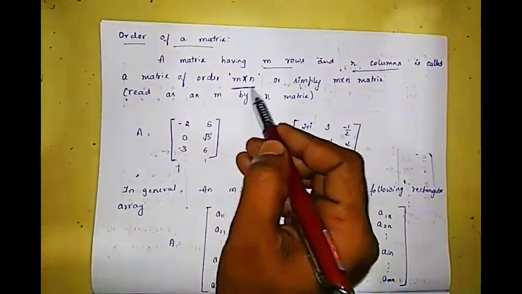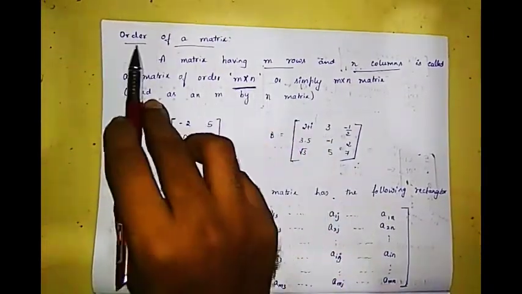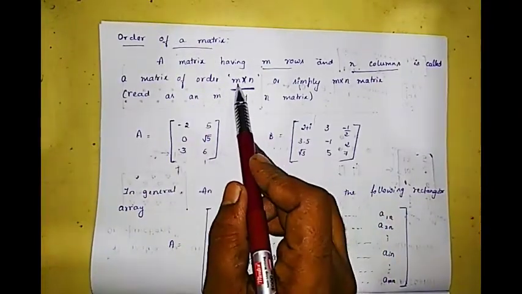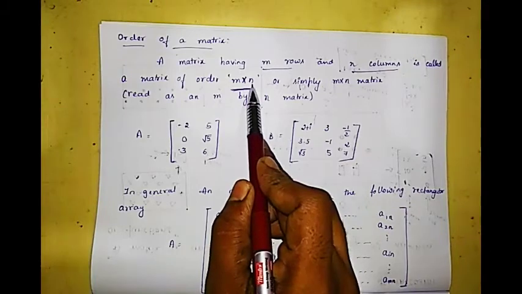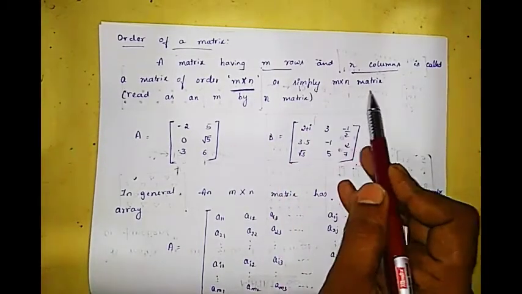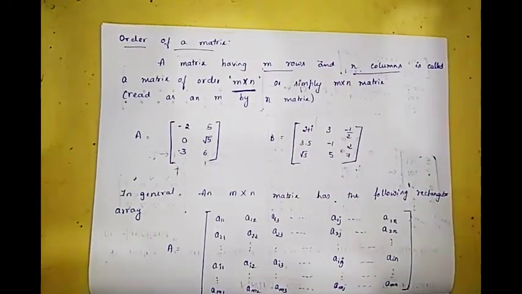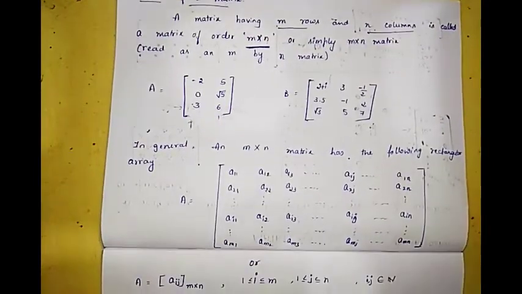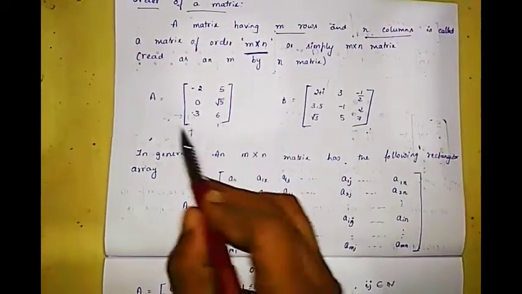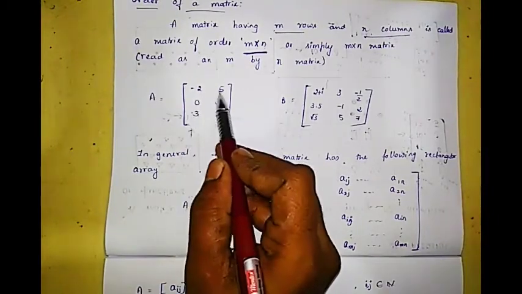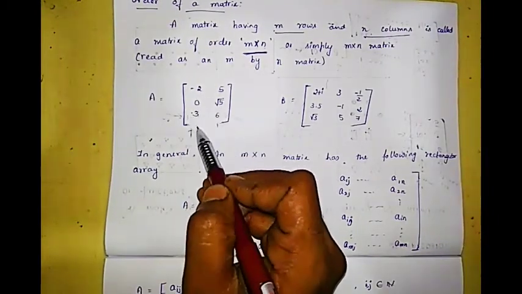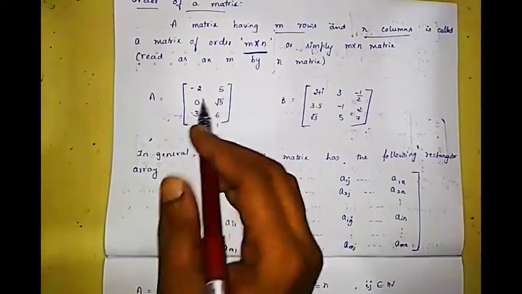This is what we are representing, the order of the matrix. We have to read it as m by n matrix. Let us take some example related to this. Here is one example of a matrix which contains the elements -2, 5, 0, root 5, 3 and 6.